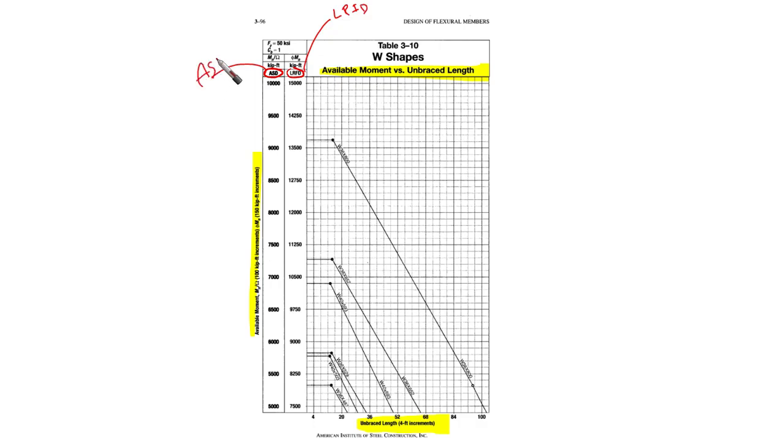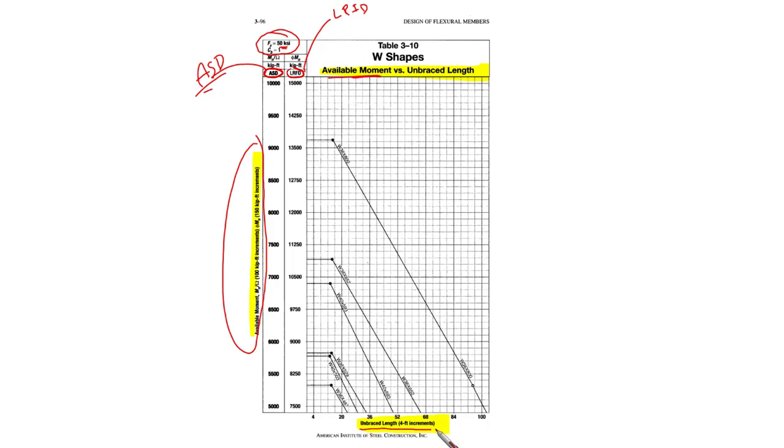and this is ASD, as you can see here. And you're going to find the numbers arranged here. And this is the allowable moment strength, or the design strength, whether you read it based on LRFD or ASD. Remember that we are talking about Fy equal to 50 and Cb equal to 1. Okay, this is the available moment on the vertical axis.